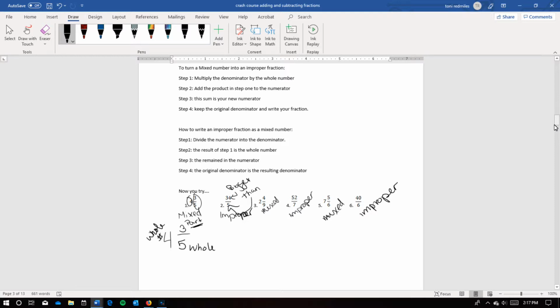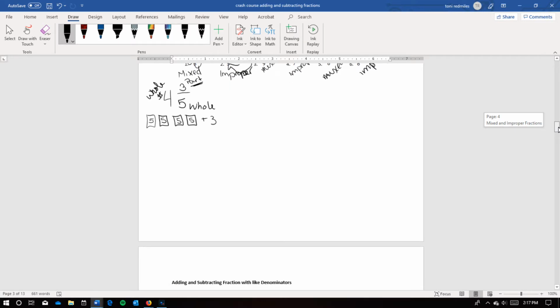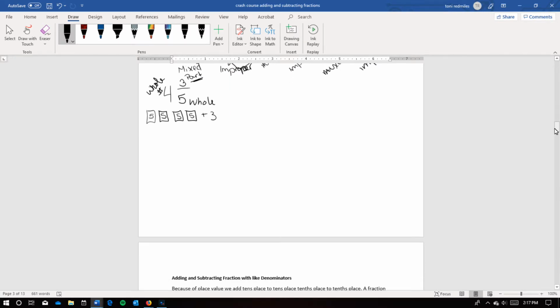So if I cut open all 4 of these bags and dump them out, I'm going to have 4 bags of 5 Skittles. And then I'm going to have 3 leftover Skittles. So if I go ahead and do that addition, that's 5 plus 5 is 10, plus 5 more is 15, plus 5 more is 20, plus the 3 is going to be 23.